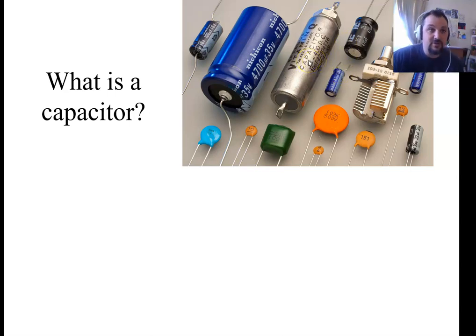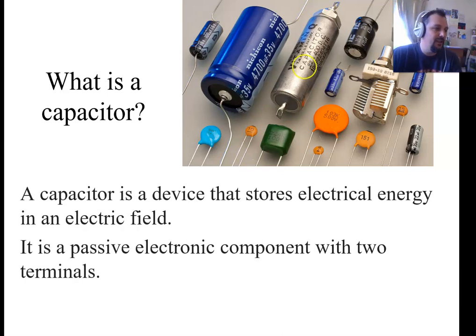As far as our definition, a capacitor is going to be a device that stores electrical energy inside an electric field using electrical charges. It is passive, which essentially means that it's not going to be shipped to you from the store with charge already. That would be very dangerous.